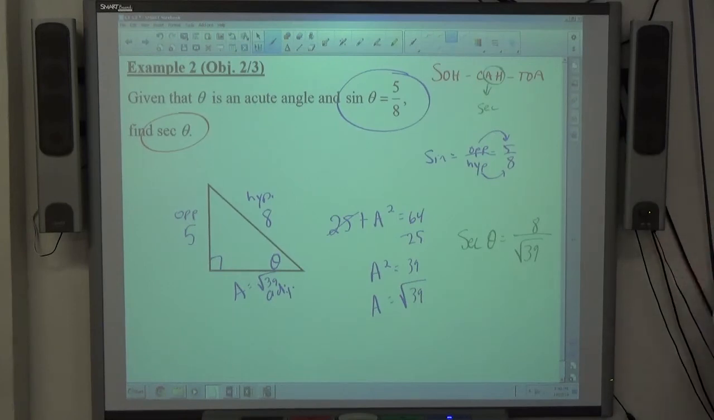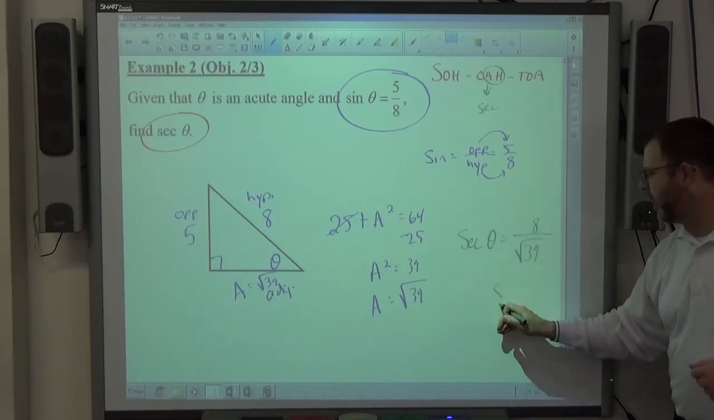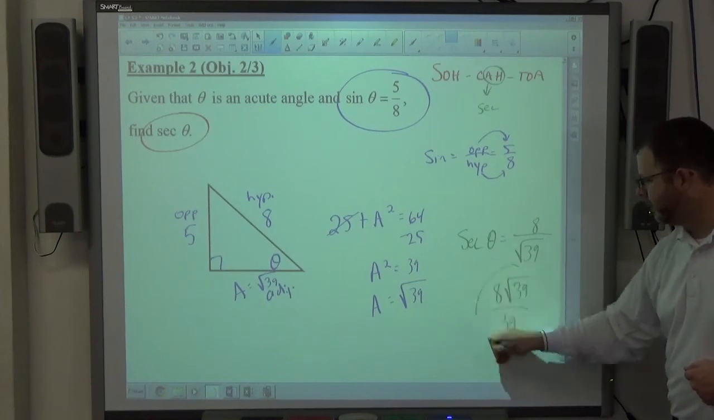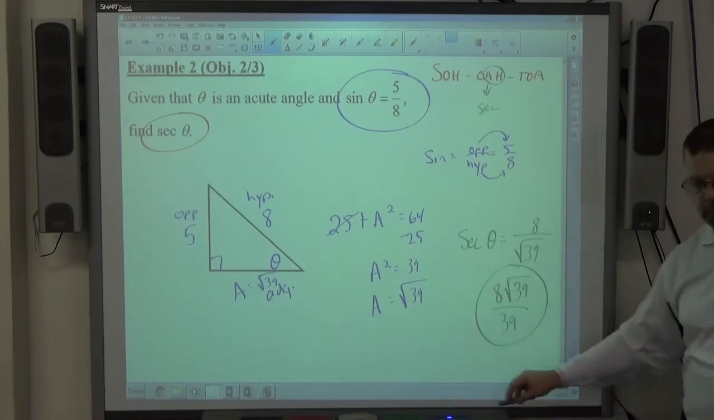If that answer is in good form, great. If it's not, fix the form. Multiply top and bottom by the square root of 39, which is going to give me 8 times the square root of 39 on top, over 39 on the bottom. And that will be the answer.